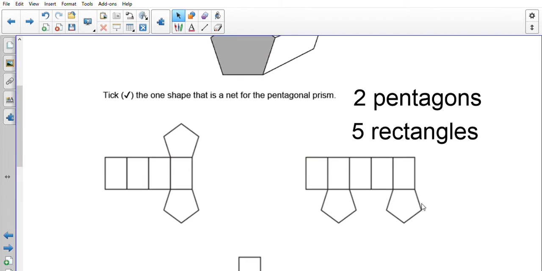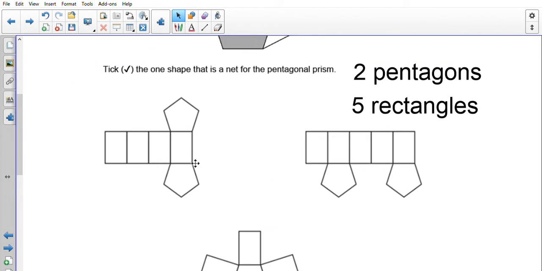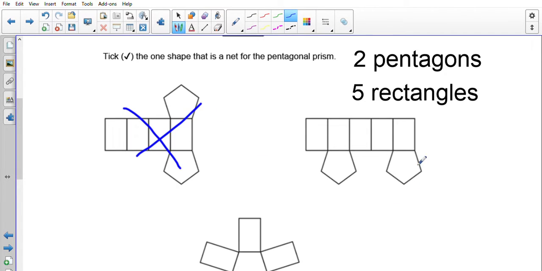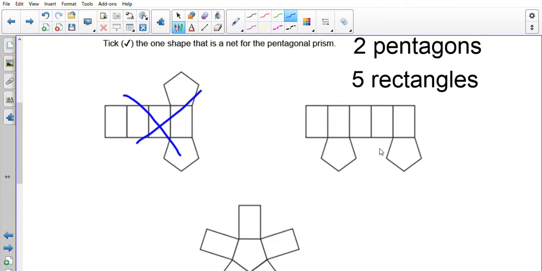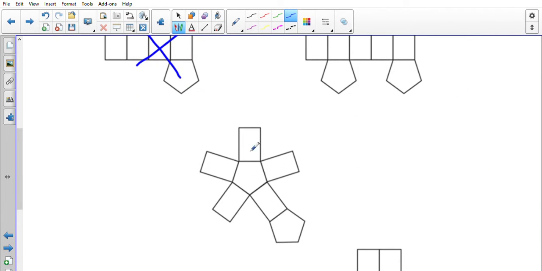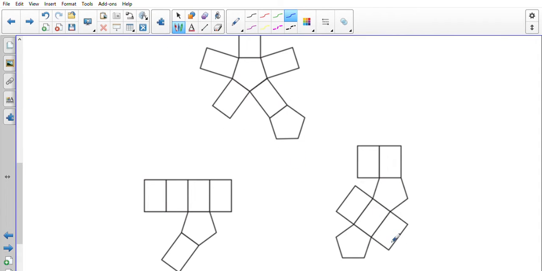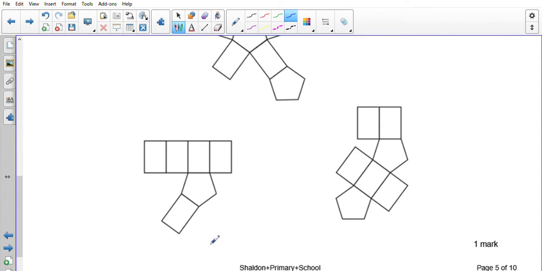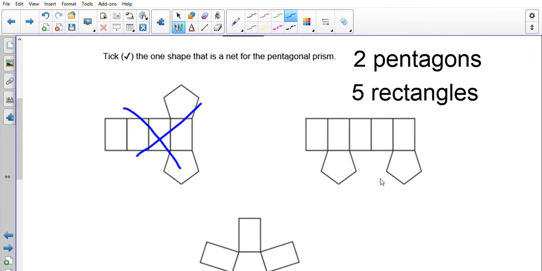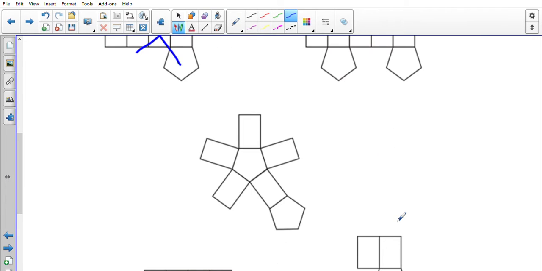So let's bring that down, let's have a look. Okay, 2 pentagons, 1, 2, yep. 5 rectangles, 1, 2, 3, 4, no. Definitely not you. Okay, 2 pentagons, 5 rectangles, could be that one, I'm not taking it yet though. 1, 2, 1, 2, 3, 4, 5, could be that. Could be that. 1, 2, 3, 4, 5, can't be that because it doesn't have 2 pentagons. Okay, that leaves me with 3. I've eliminated the ones that definitely can't be.